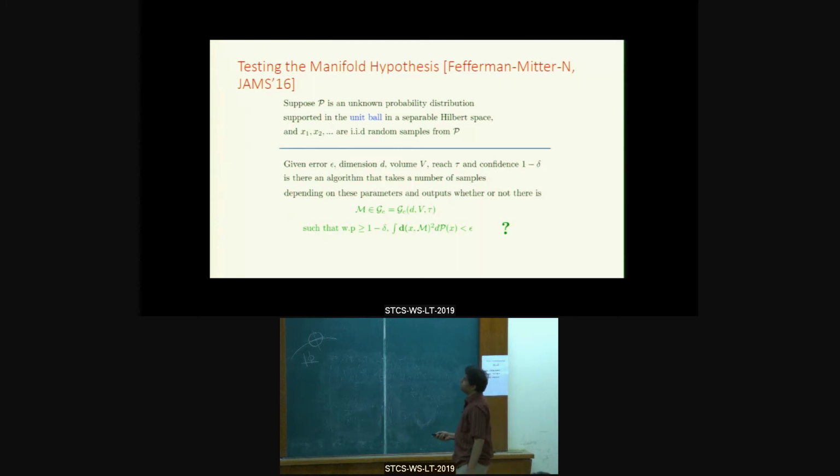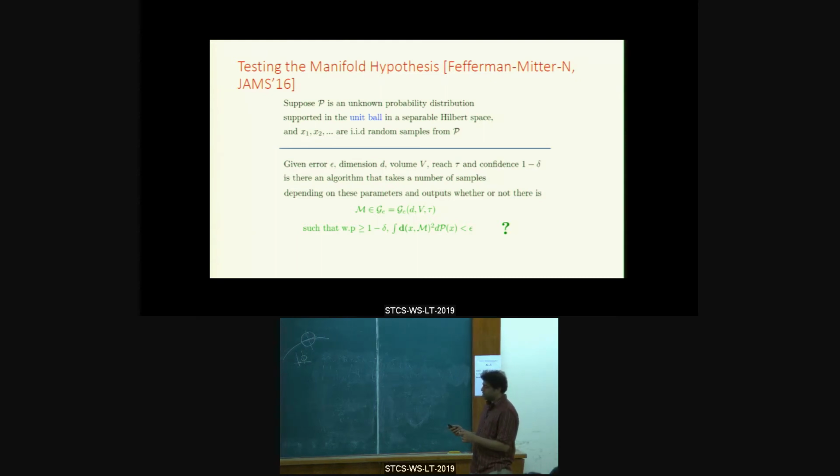So what we showed was that if you're interested in the following question, there is data drawn from a ball in some high dimensional Euclidean space, which can even be a separable Hilbert space. But let's suppose it's some R^n for very large n, and you want to know: does this data that you're drawing IID from a distribution correspond to a manifold that has dimension d, volume at most v, reach at least tau? Then you can answer this question using a number of samples that does not depend on the ambient space, but only depends on d, v, tau and some error parameters epsilon and delta.